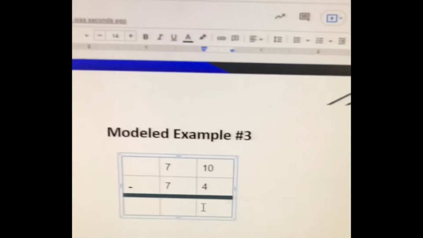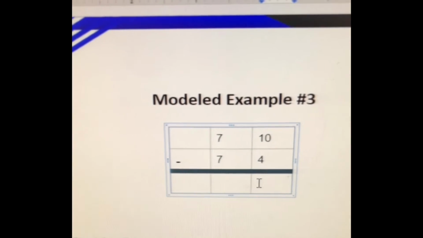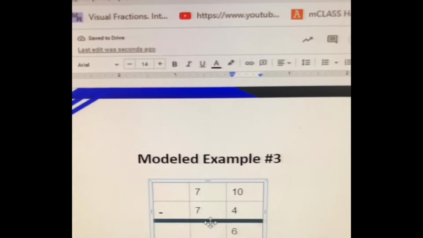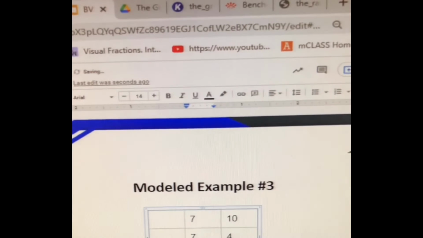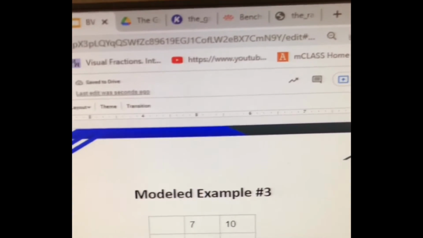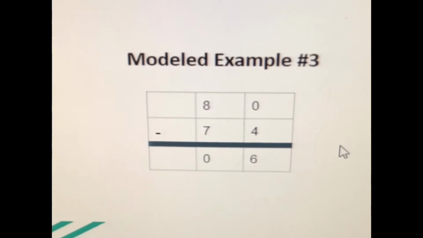Alright, so now we can get to the subtraction. 10 minus 4 equals 6. And 7 minus 7 equals 0. And we have our answer. 80 minus 74 equals 6.